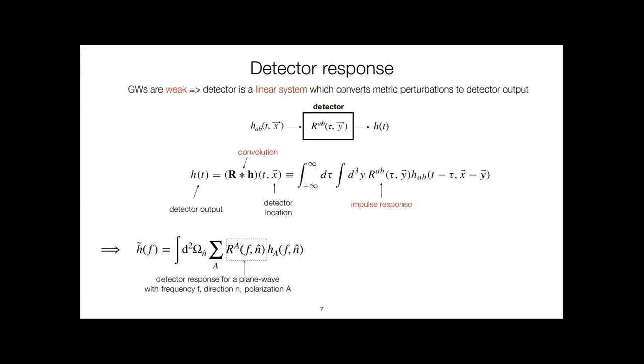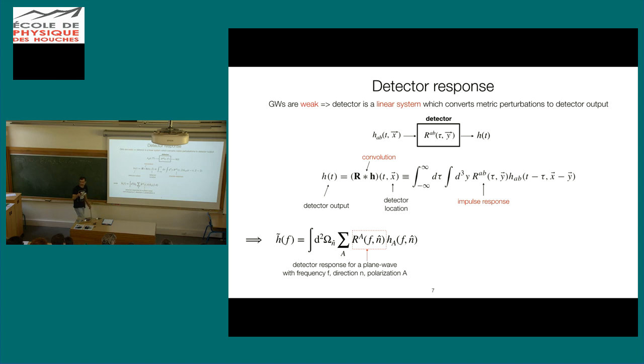Okay, now, h of t is the detector output, h tilde of f is its Fourier transform. If you make the substitution for HAB here using this plane wave expansion that we had yesterday, it turns out that you can write H tilde F as an integral over direction, sum over polarization, some detector response function, which is related here to RAB of tau and y, and then you have the Fourier coefficients H sub A. Okay, it's not a hard calculation to do. I'm not going to do it here, just to save some time. But the interpretation of this RA is the detector response to a plane wave with frequency f coming from direction n with polarization A.